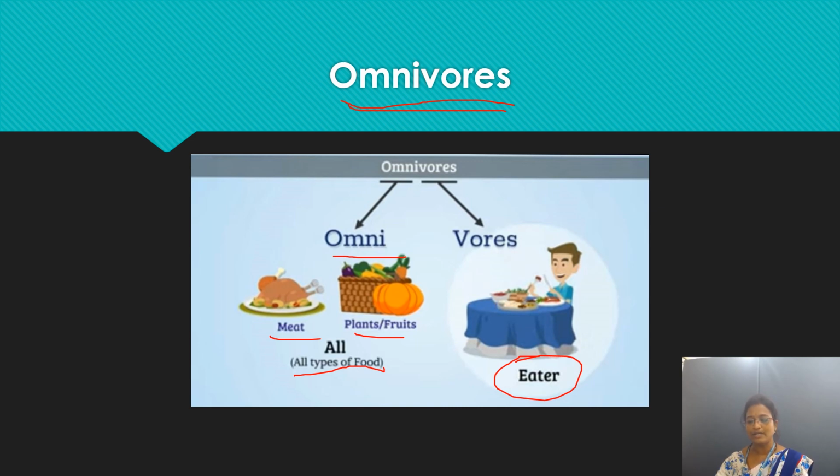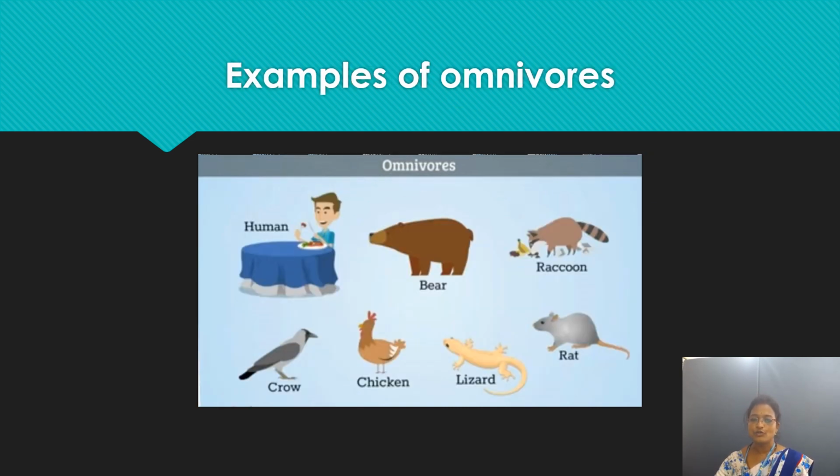And here a few examples. We humans are omnivorous, isn't it? We eat both plant products and meat, animal products also. One more example is bear, raccoon, crow, chicken, lizard, and rat. So these are the examples of omnivorous.